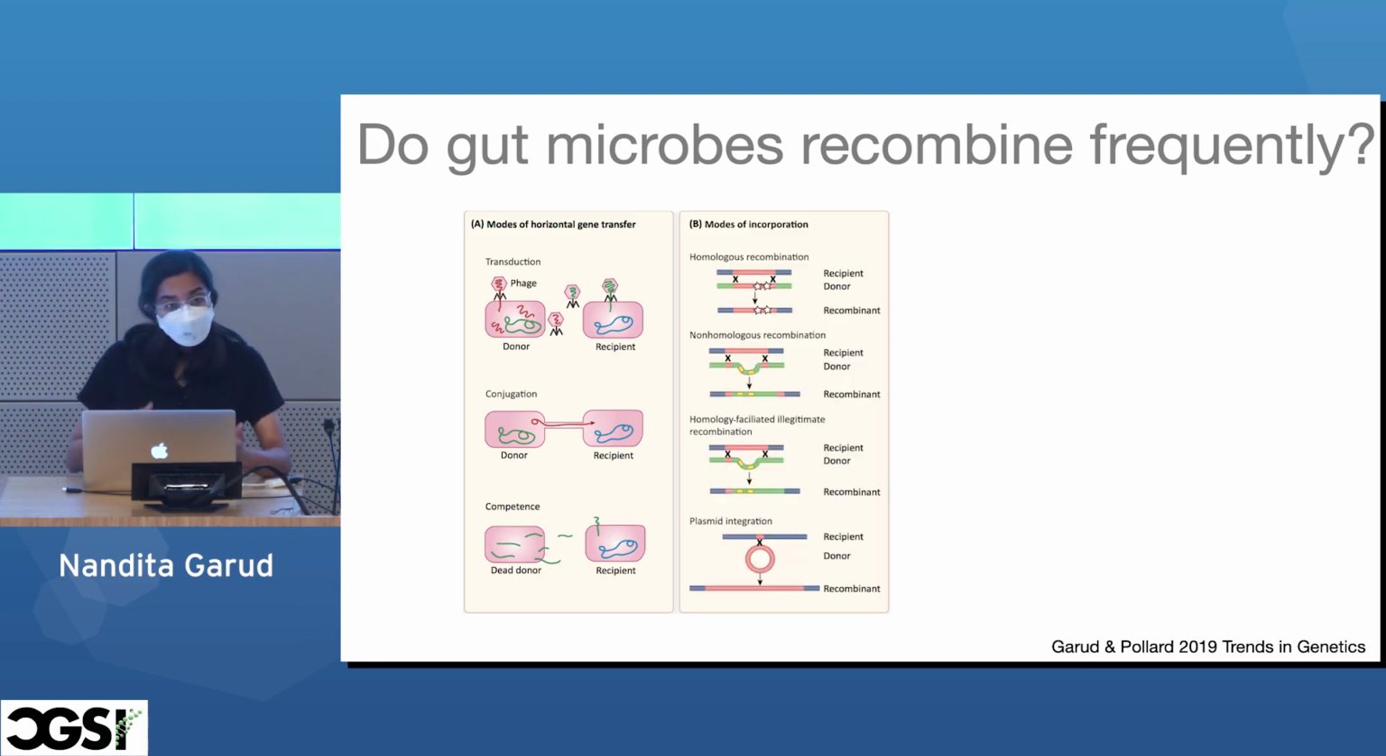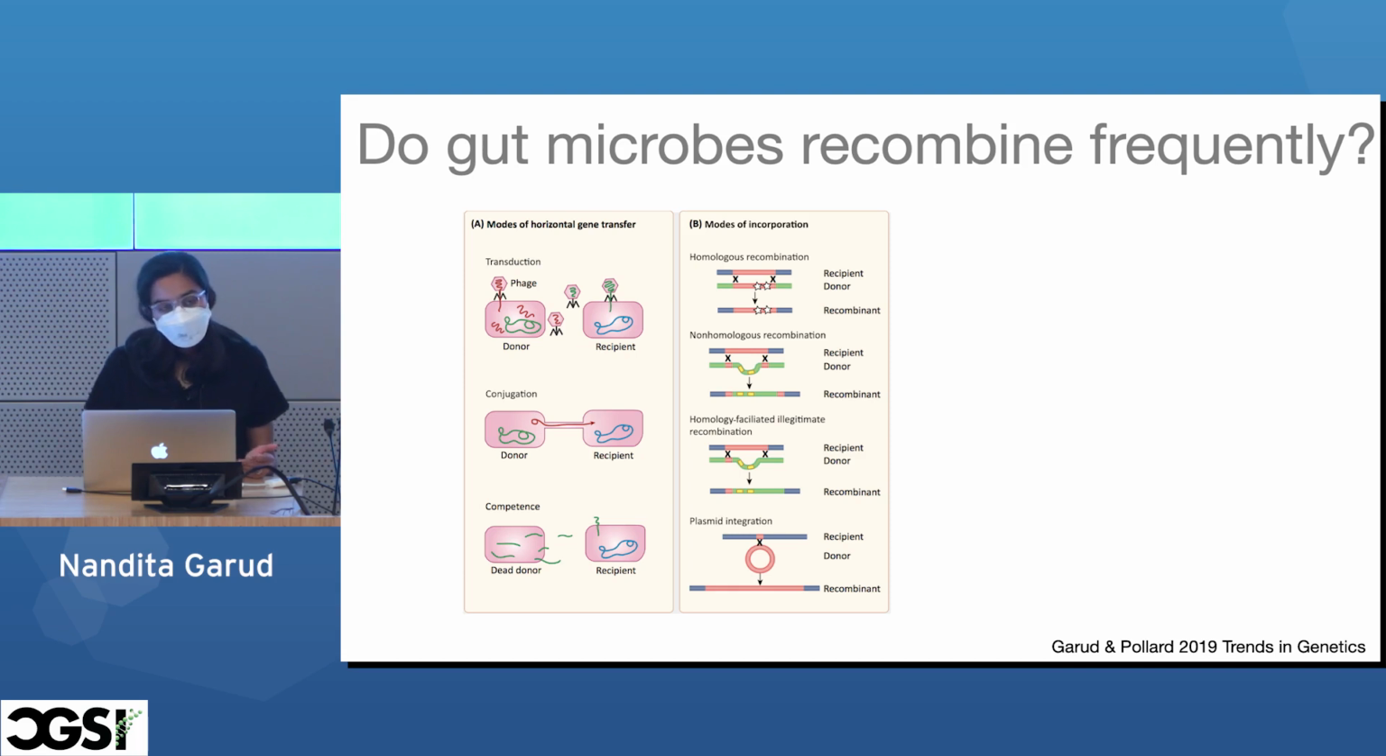And then once the two strands of DNA are together, you need there to be exchange. There can be homologous recombination, where you see two similar strands lining up, and you see exchange. You can have non-homologous recombination, where only parts of the DNA touch and exchange. Homology-facilitated illegitimate recombination, where it sort of touches and it still exchanges. You can also have plasmid integration.